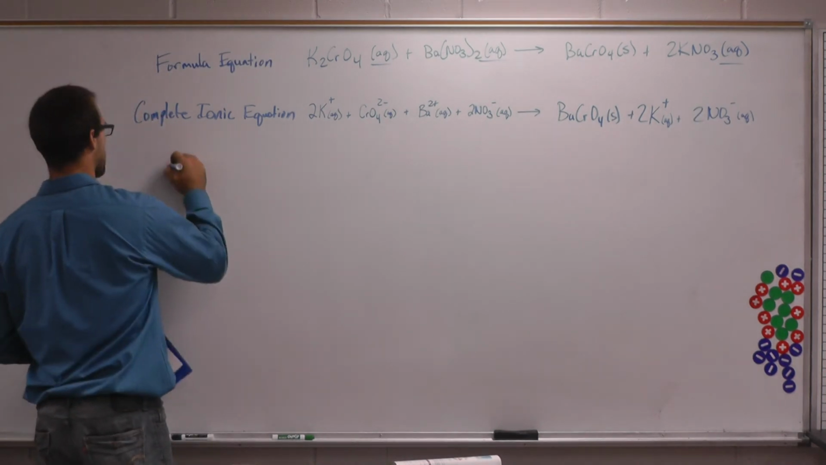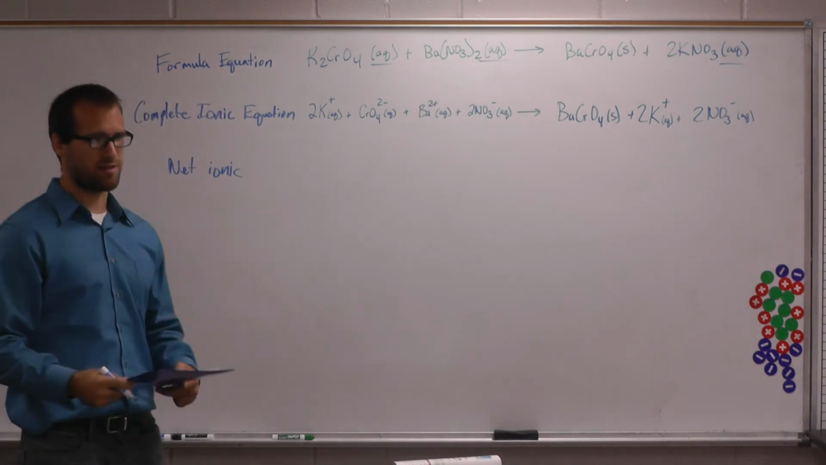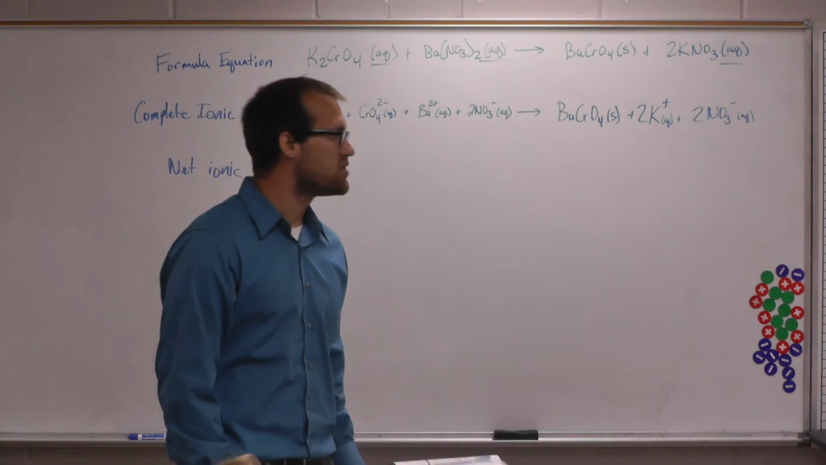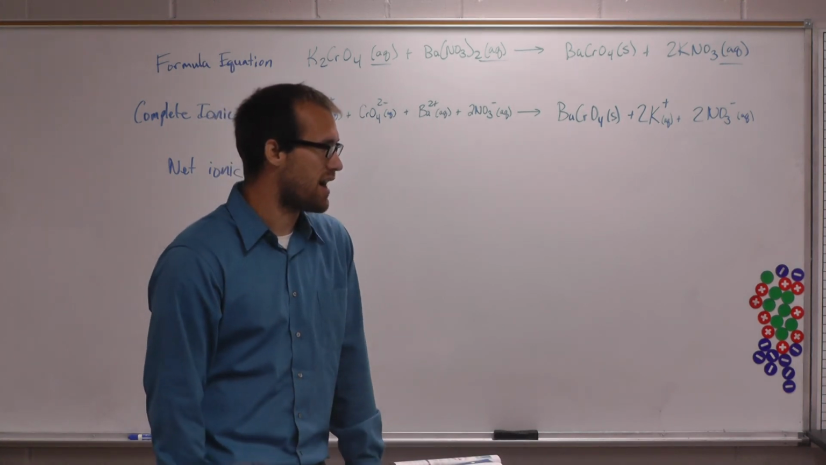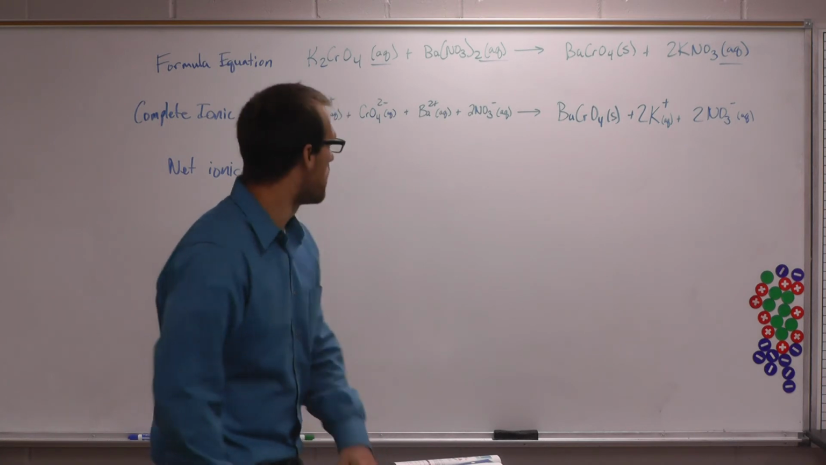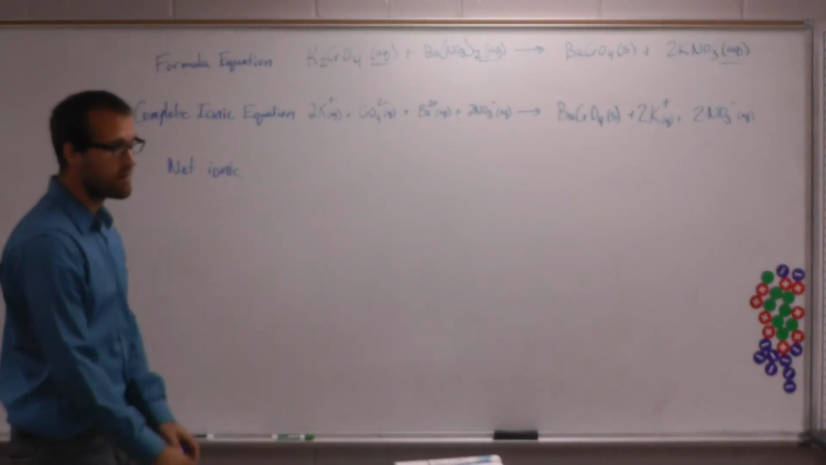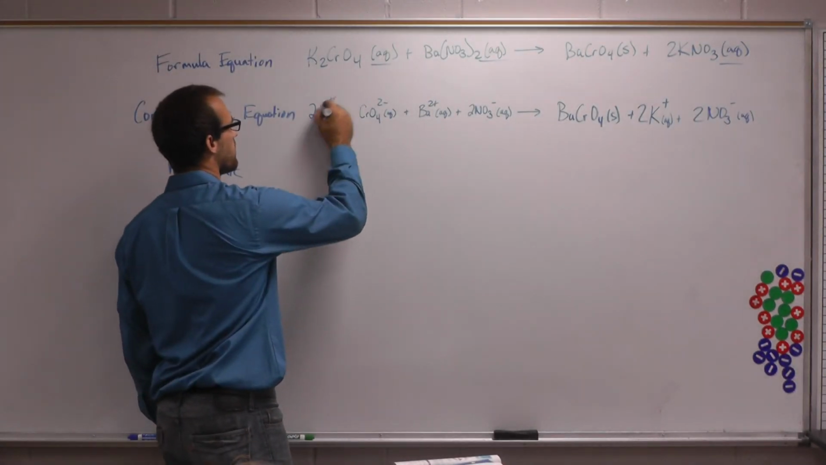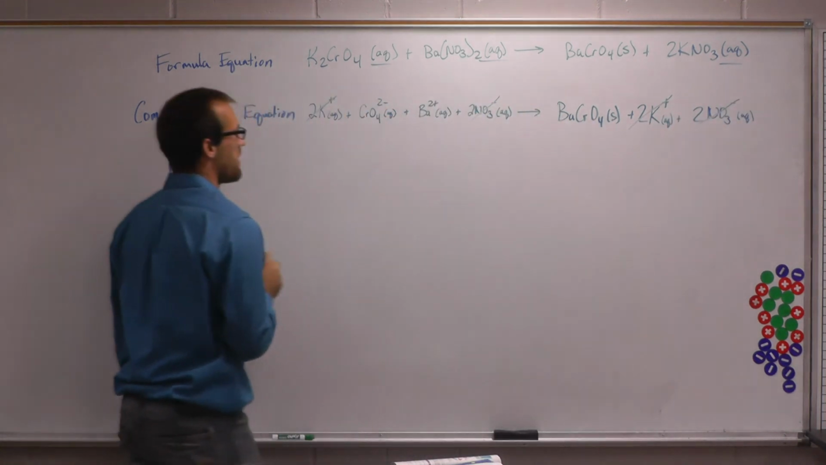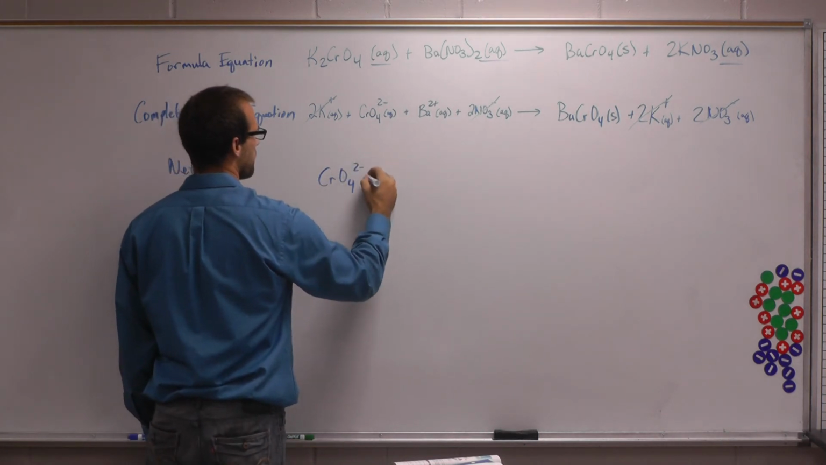And the last one is net, which simply says take out the spectator ions, and the spectator ions are essentially the guys that don't do anything and they remain as ions on both sides. Okay, so what ions up here stay the same from the beginning to the end? Potassium and nitrate. So those would go bye-bye, that would go bye-bye, and your net would be what is left over, what is actually reacting.